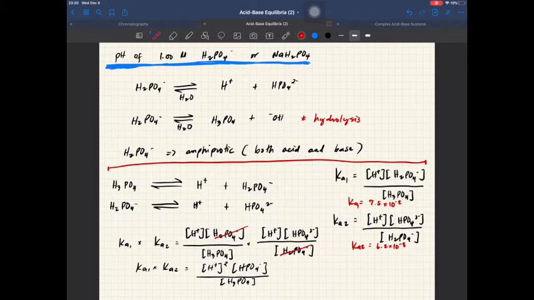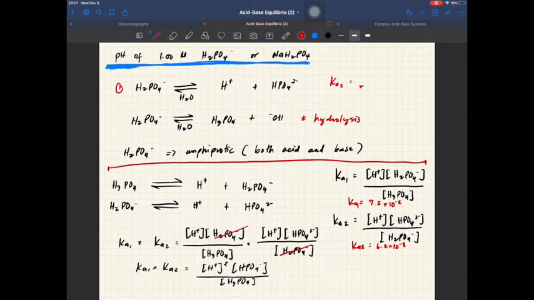Okay, how about the second and the third ionization? The second ionization is for the dihydrogen phosphate ion. So suppose you are asked to calculate the pH of 1 molar dihydrogen phosphate ion. Take note that the second ionization looks like this: dihydrogen phosphate ionizes to H plus and hydrogen phosphate ion. So it has a Ka2 value.